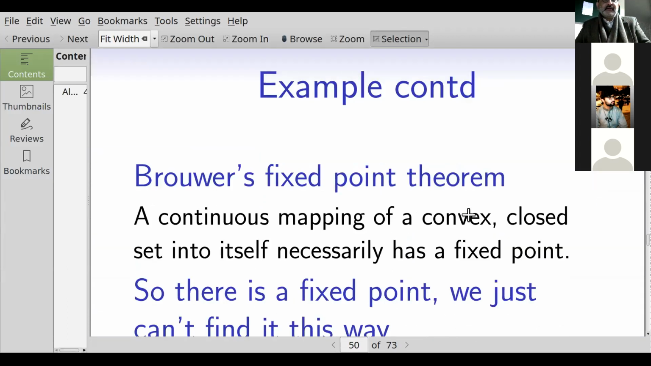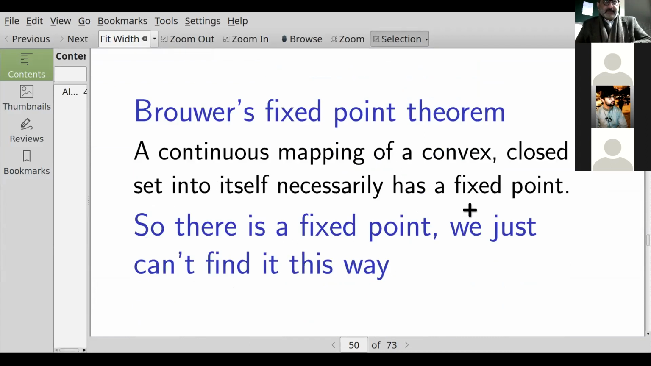Okay, so now there's a theorem called Brouwer's fixed point theorem. It says that a continuous mapping, and these mappings are continuous, of a convex closed set onto itself has to have a fixed point. So the unit square is a convex closed set, so there is a fixed point. We don't seem to be finding it in the way we've set things up. And again, you go and code this yourselves and verify, right? Don't just believe me because I'm telling you. Verify that this is the behavior that you get.